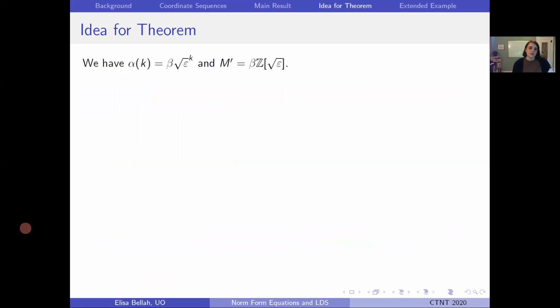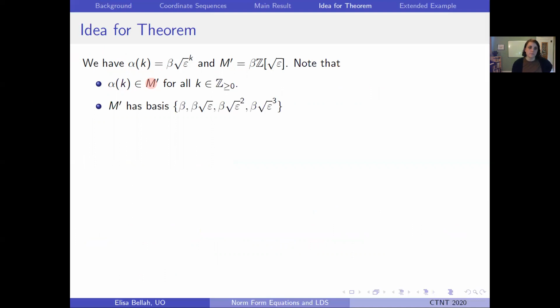Okay, so let's remind ourselves what we have. We have this solution sequence and this module beta times Z adjoined the square root of epsilon. I want to note a couple of things. First of all, the terms of this solution sequence are contained in this module. So this is a good submodule to be looking at. And also this submodule has this basis.